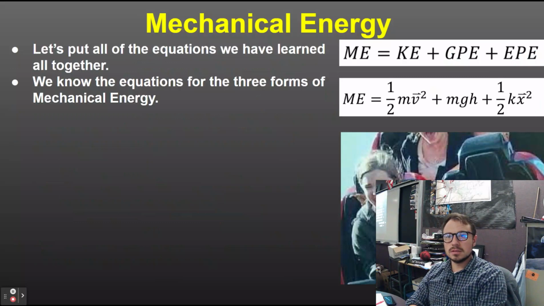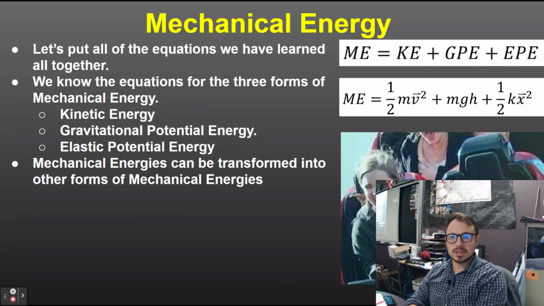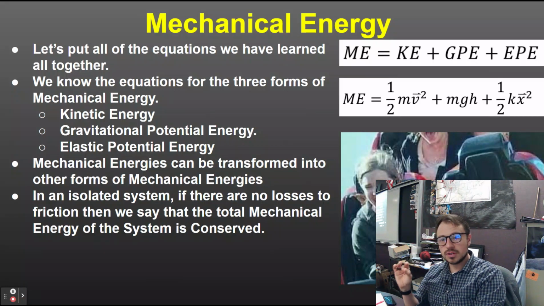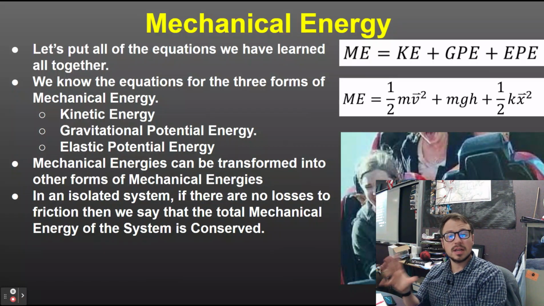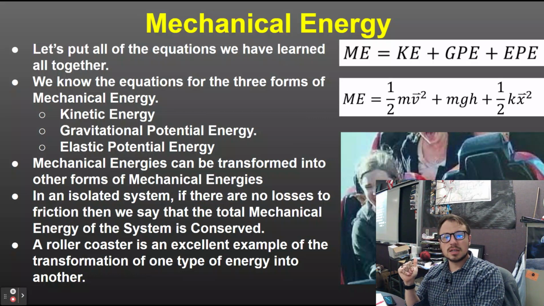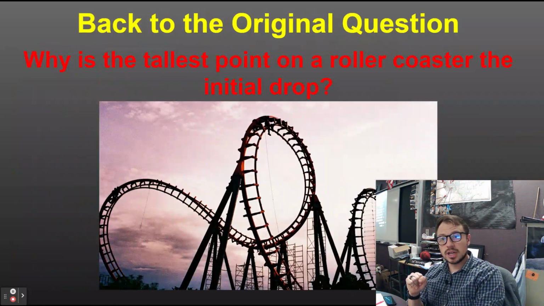So we know the equations for the three forms of mechanical energy, right? We have kinetic, gravitational potential, and elastic potential. Mechanical energies can be transformed into other forms of mechanical energy. In an isolated system, if there are no losses due to friction, then we say that the total mechanical energy of the system is conserved. A roller coaster is an excellent example of a transformation from one type into another. So the total mechanical energy does not change, but the different forms do change.